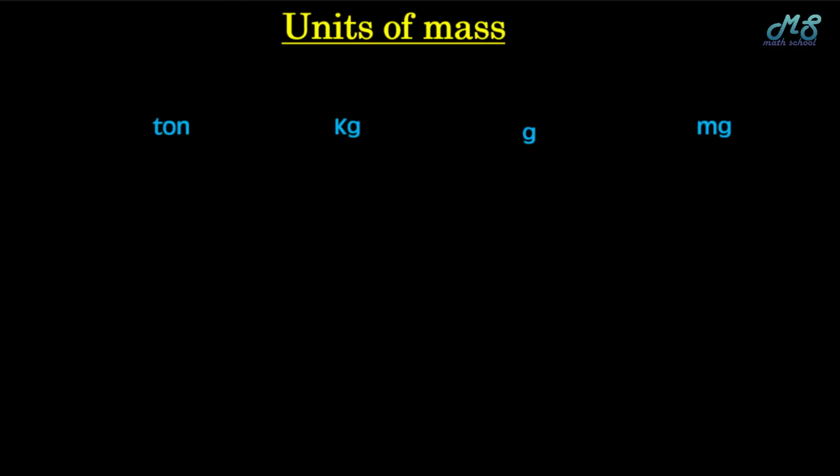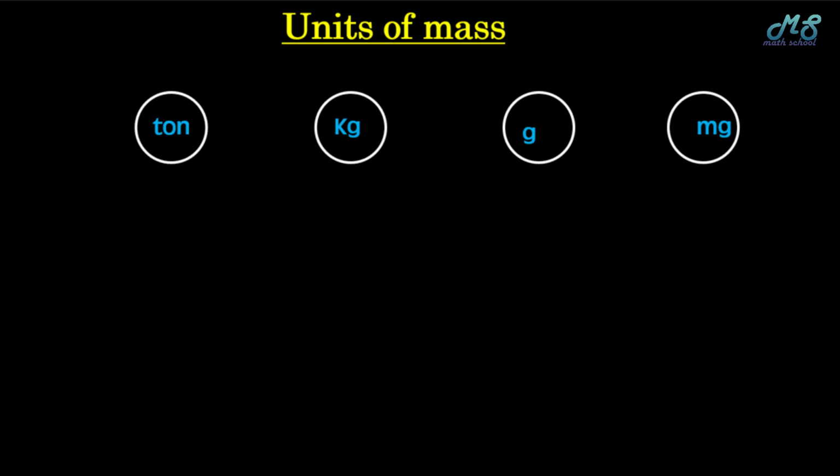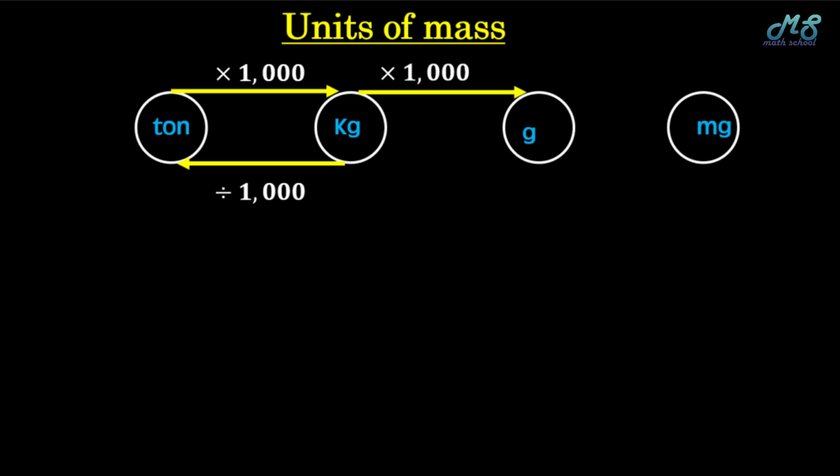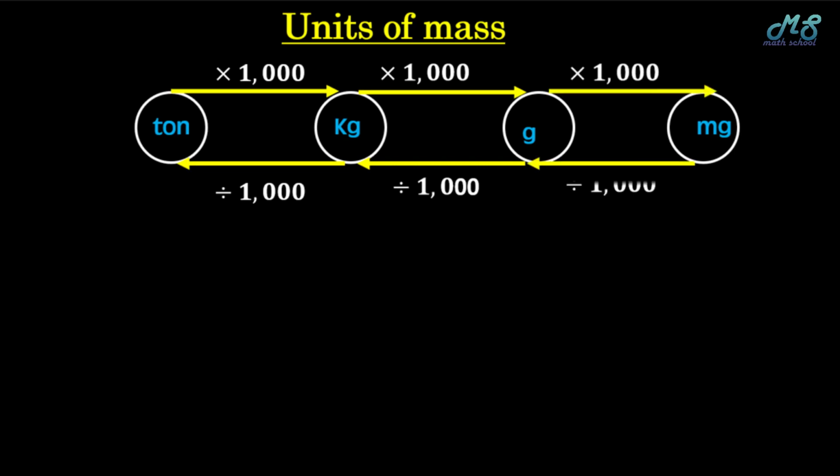Second, units of mass: ton, kilogram, gram, and milligram. To convert from ton to kilogram, multiplying by 1000. The inverse, divide by 1000. Kilogram to gram, multiplying by 1000. The inverse, divide by 1000. And we studied before that 1 gram equals 1000 milligram. The inverse, divide by 1000.